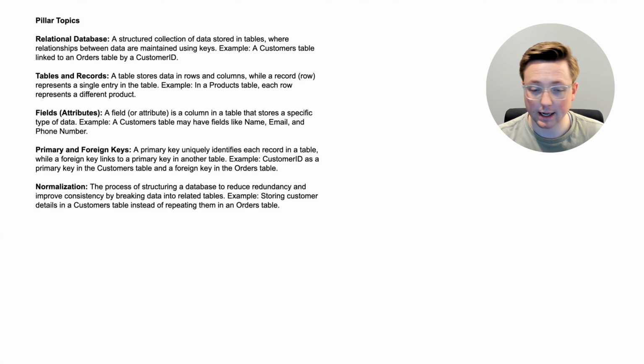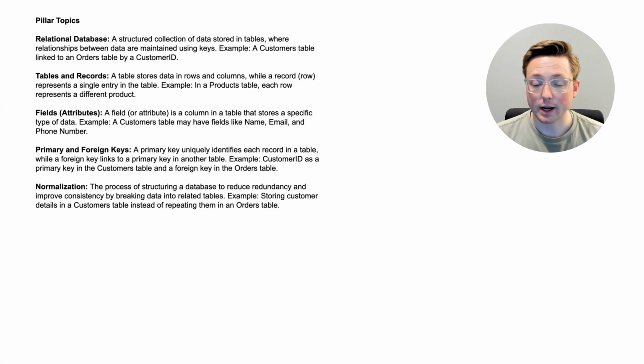Now let's talk about fields and attributes. A field or an attribute, again, they're the same thing, is a column in a table that stores a specific type of data. So that would be things like a customer's table having fields like the name, the email, or the phone number of customers. So the customer ID would probably be the record, and then their attributes would be the columns, and that would be their name, email, or phone number.